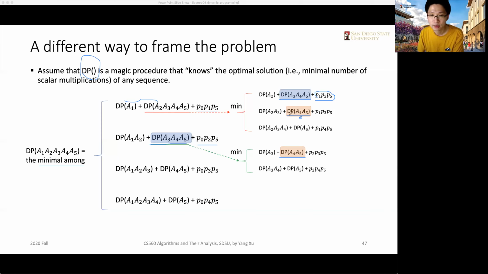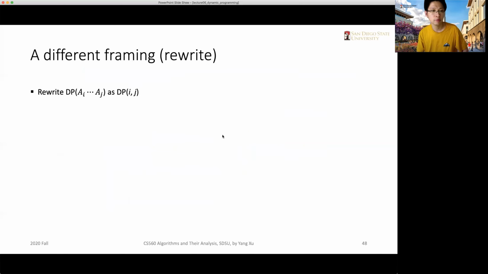So after the optimal solution of A4 times A5 is solved, we should not solve it again here. And after A3 to A5 is solved here, this one should not be expanded. We just need to read the cost immediately from the stored results. So this shows why dynamic programming can be used here.